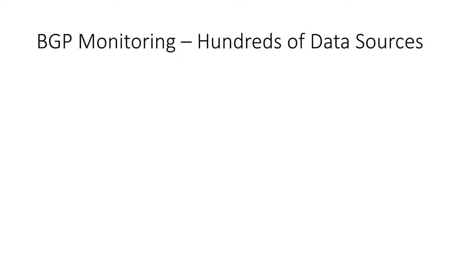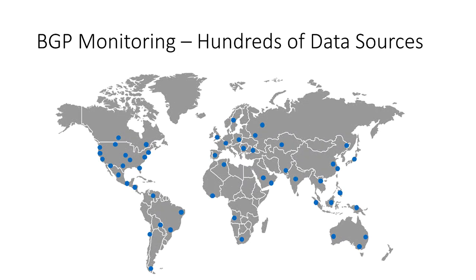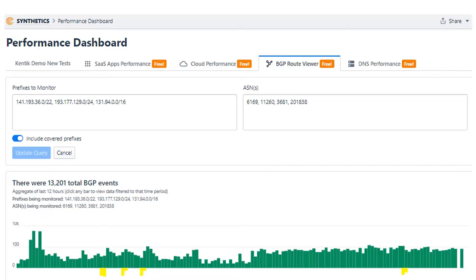Kentik uses hundreds of BGP feeds to ensure better network coverage, accuracy, and performance. Here's one example of how you can monitor BGP routes. Up here in the top left, you enter the prefixes you want to keep an eye on in case someone other than the owner starts advertising them. You probably want to include any sub-prefixes as well.